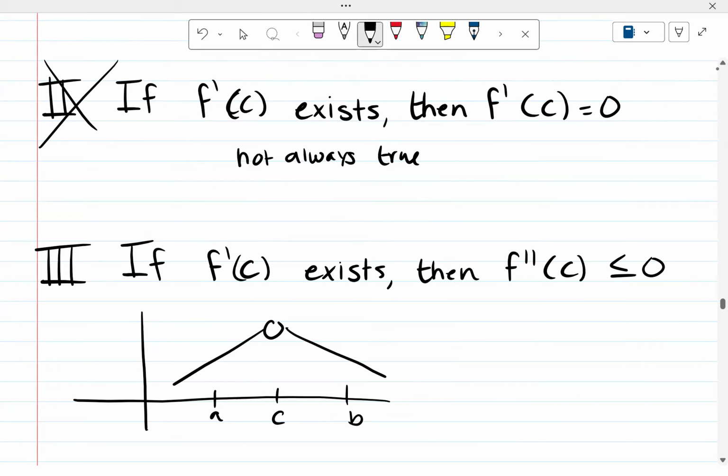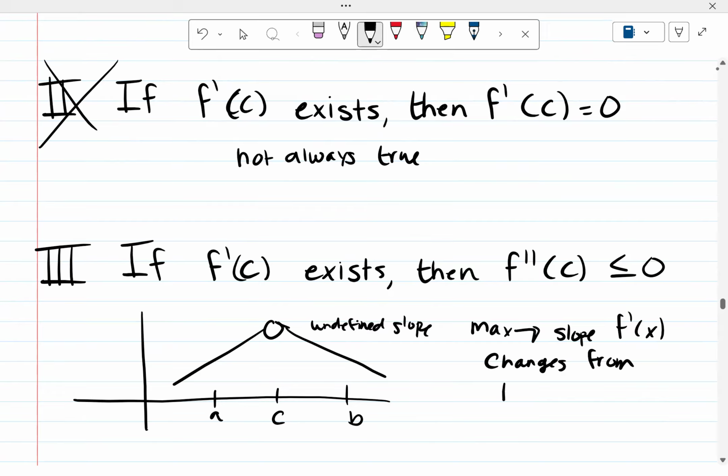Yes, I do believe the C must be less than or equal to zero. So let's pretend this is an absolute value. Yes, you have an undefined slope. So that means the max of the slope is where f prime of x changes from positive to negative. So yeah, Roman numeral three would work.